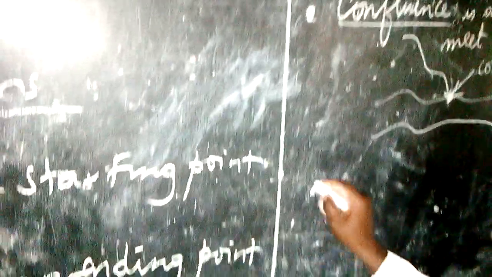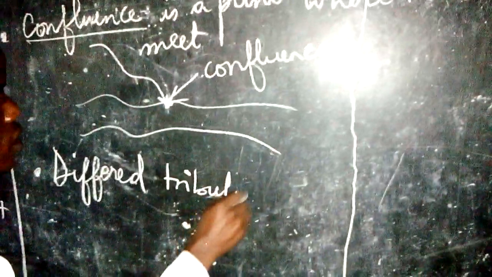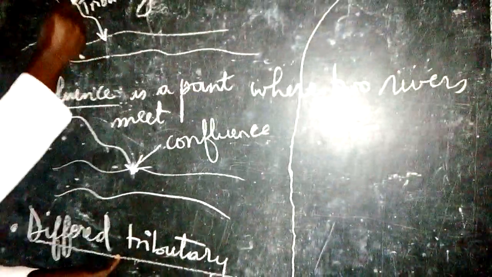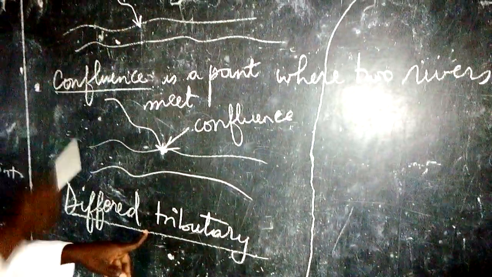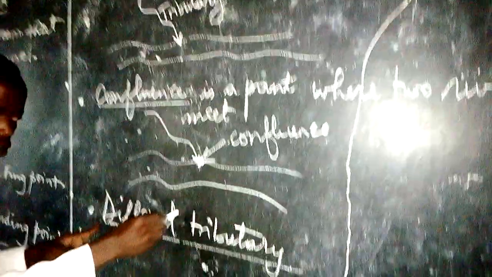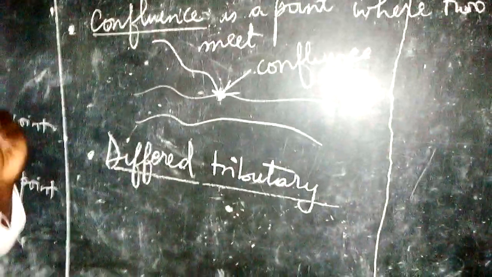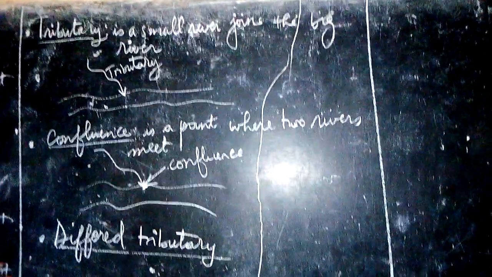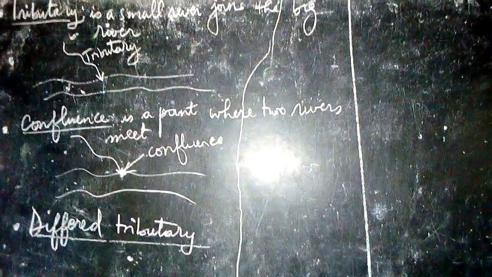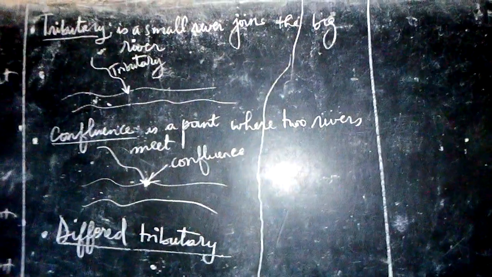Let's also talk about a deferred tributary. You are looking at the word tributary here, but we have another word, deferred tributary. When you talk about a deferred tributary, this is a situation where the small river, before joining the big river, moves parallel with the big river and moves for a long distance before joining it.